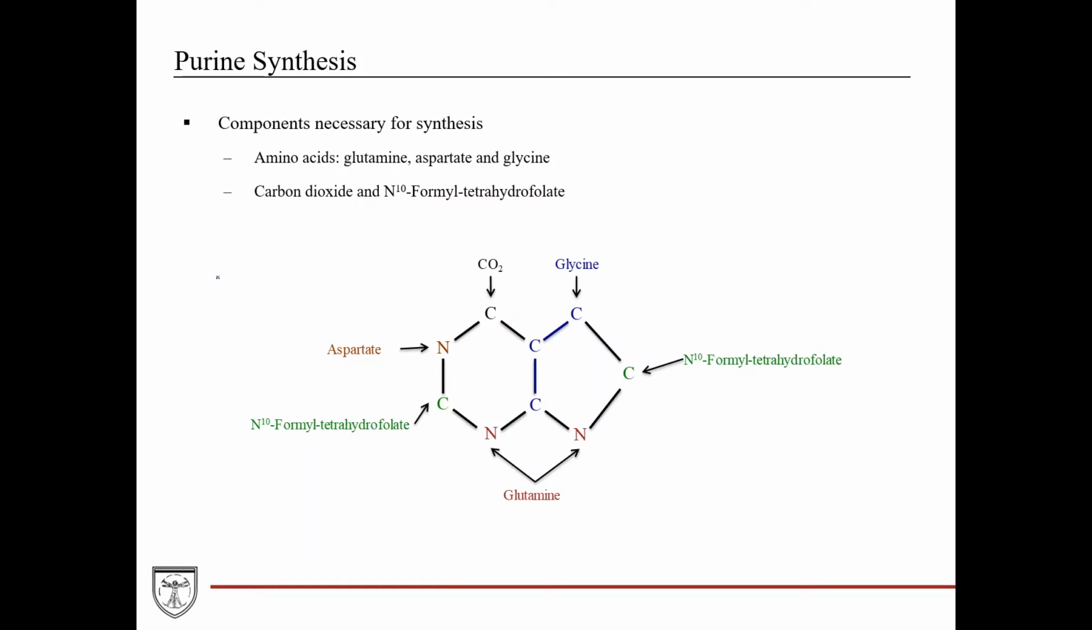All right, so now that we've talked about DNA structure, let's talk about DNA synthesis. And specifically, we're going to talk about the synthesis of purines and pyrimidines. So first with purine synthesis, you have the components that are necessary for synthesis here.